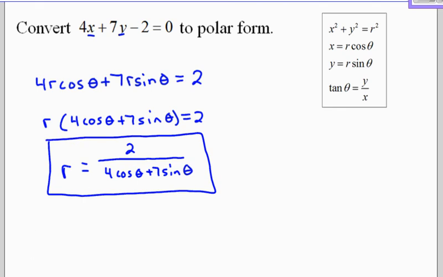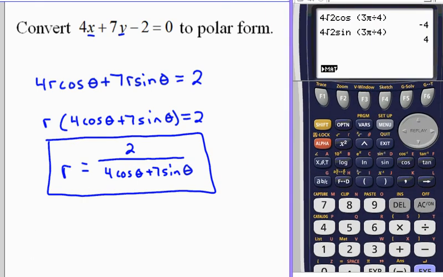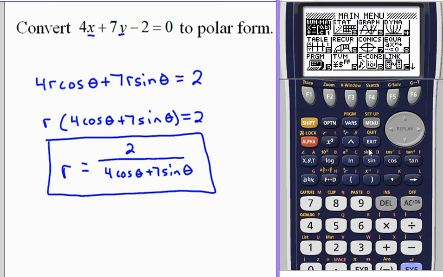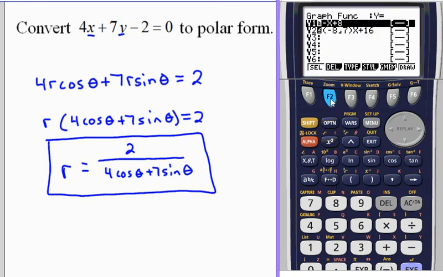Now, guys, the reason why we wanted to solve that for r is this right here. If I go to the menu and I go to the graph, I'm going to delete these things out. If I go to type, watch this. It's got r equals. I could graph this. I could graph 2 divided by 4 cosine of theta. Look at that. It puts theta in there when I'm in this. That's pretty cool. Plus 7 sine of theta.